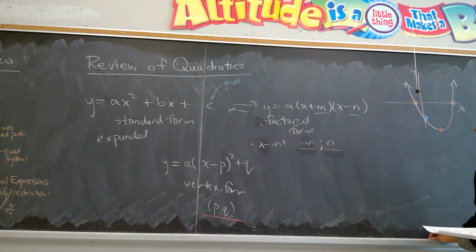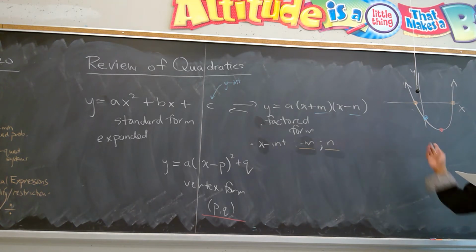So I'm using 3 different colors. Hopefully you can capture that on the screen. And it's a little different from the handout. It might be slightly different. And they definitely denote it with the negative m's and n's and everything.